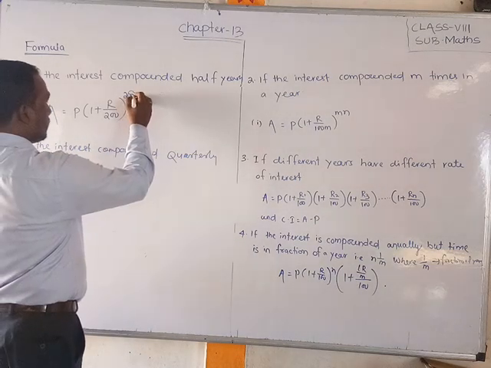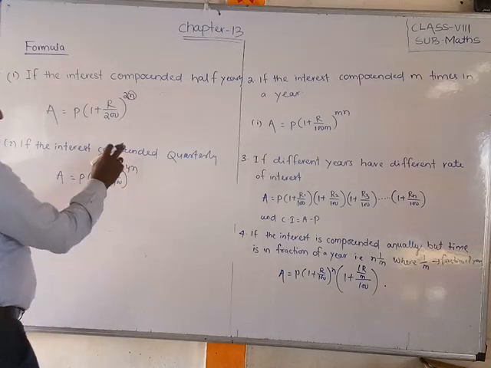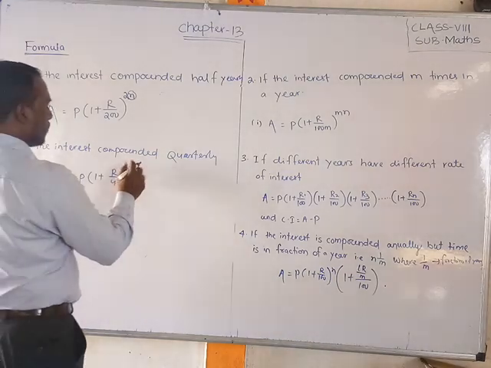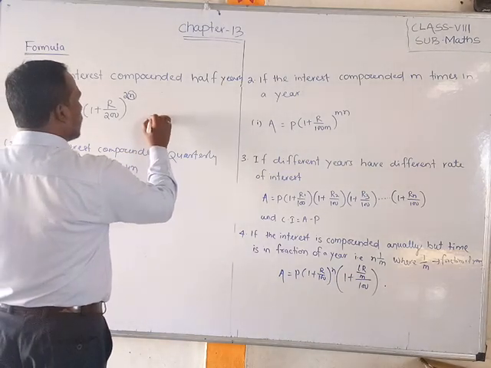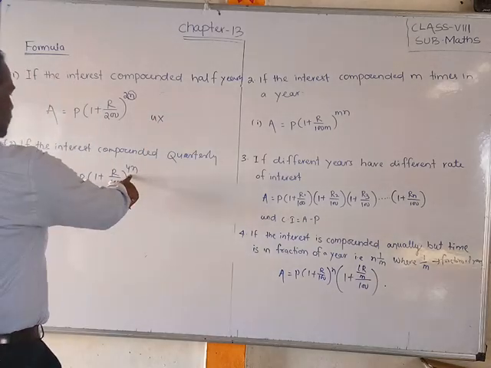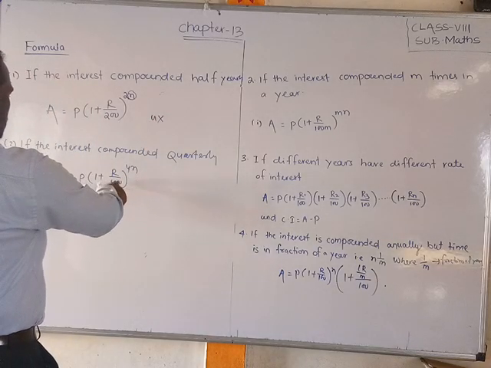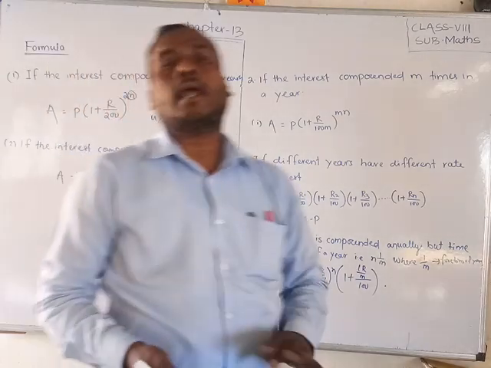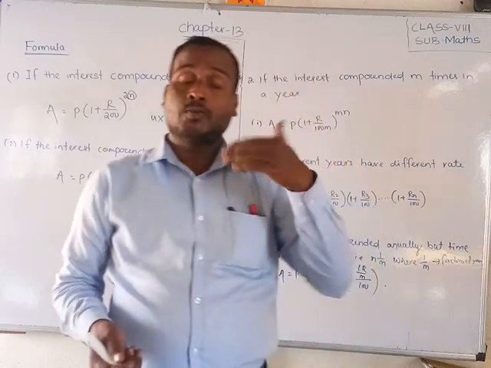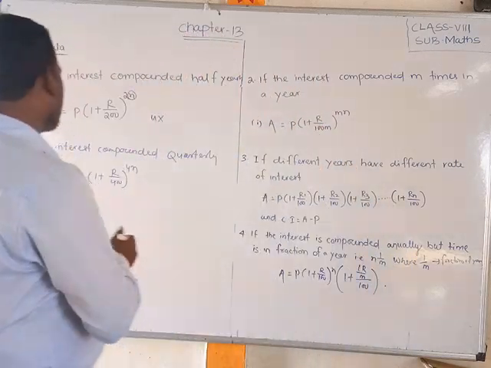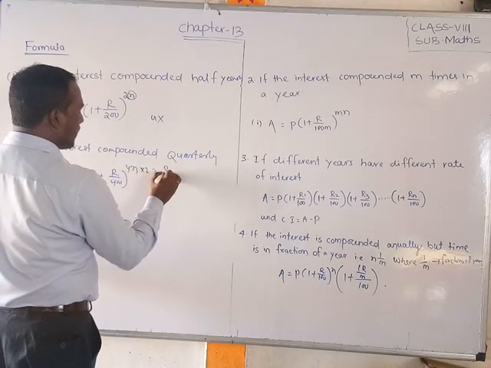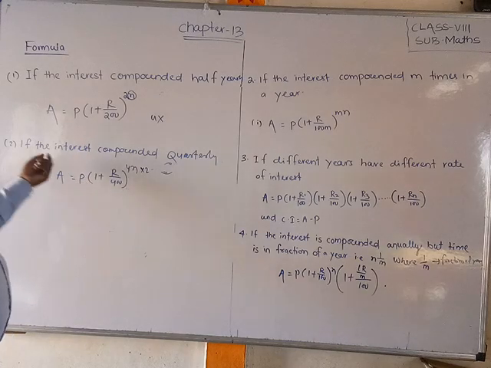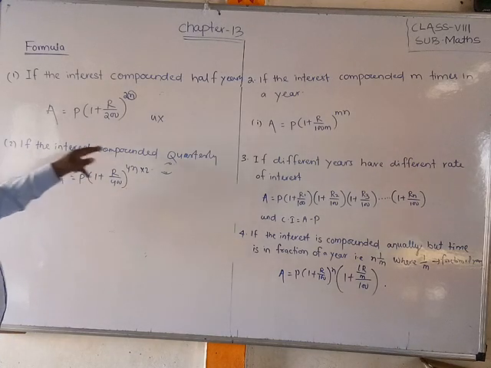Suppose it is 2 years. So 2 years means what n do you have to write? Yearly, how many times? Quarterly means 4 times you have to do. That means 2 years means 8 times, so you have to multiply with 8. So this is the formula for amount if the interest is compounded quarterly.